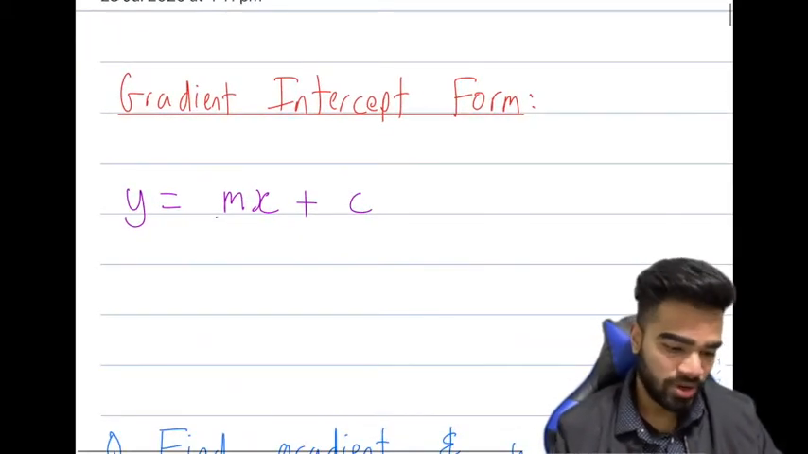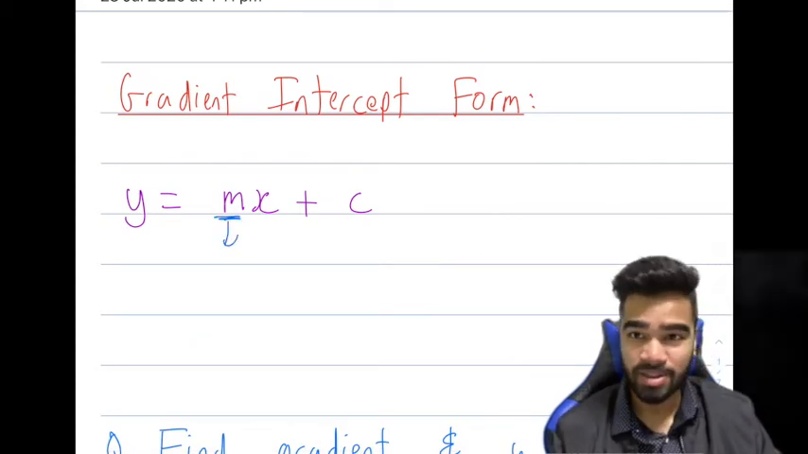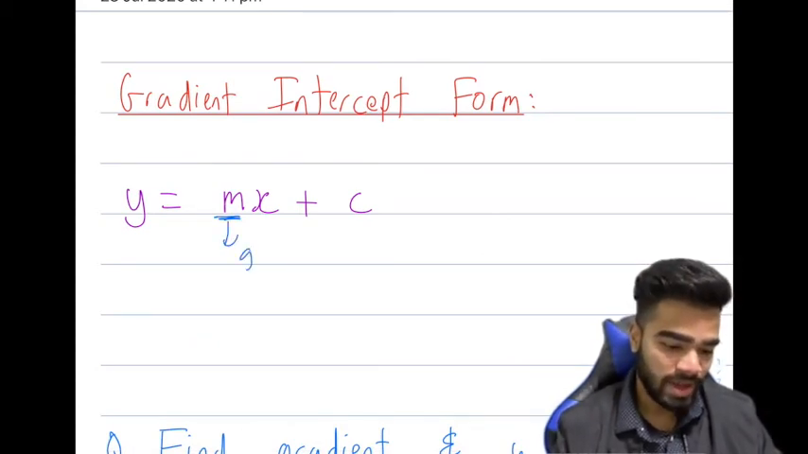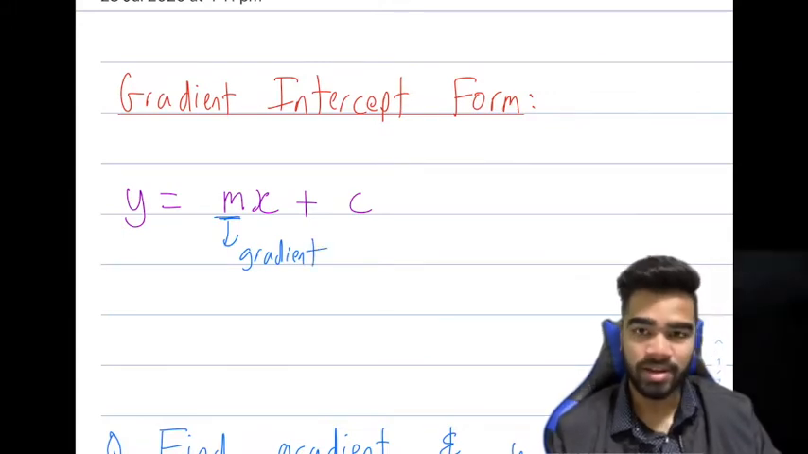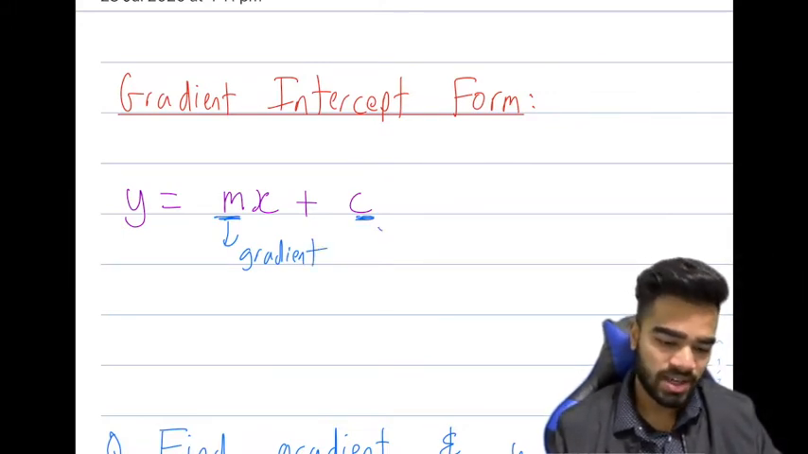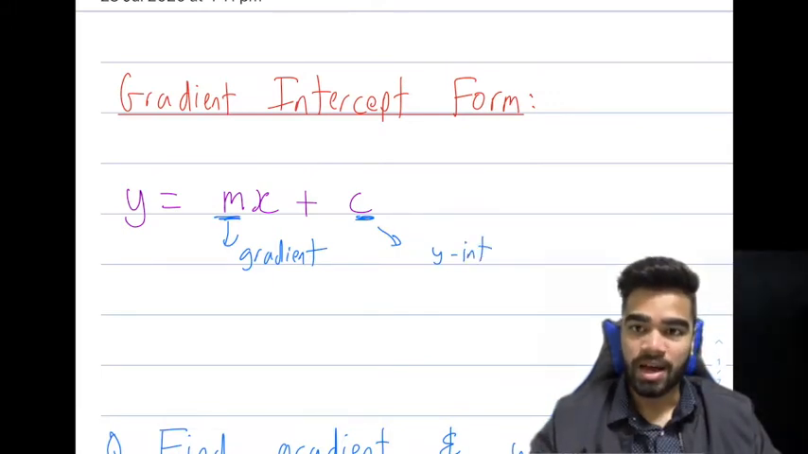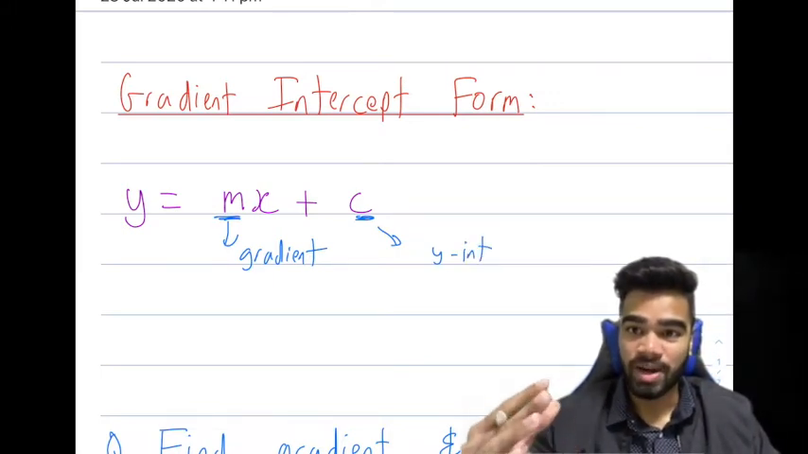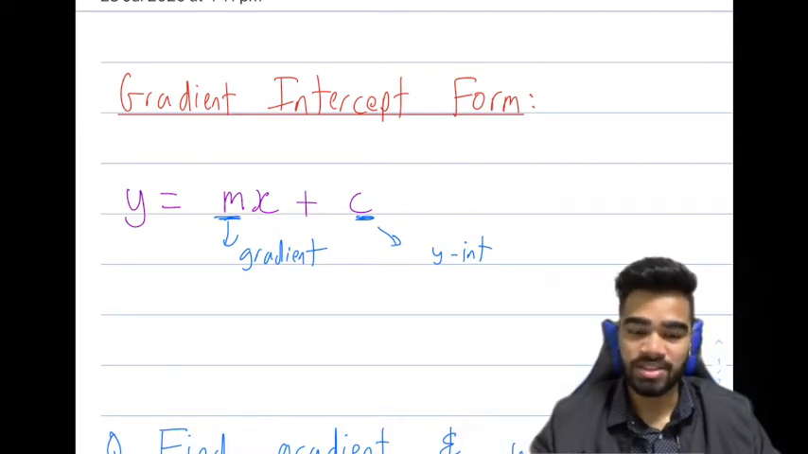The first component is the m over here. We talked about m in the previous couple of lessons. M is the gradient. Okay, so we all know what that means. We've talked about gradient at length by now. And c here represents the y-intercept of the graph. So the y-intercept is where it crosses the y-axis, so when the x value is 0. Alright, there are the two components of every straight line.